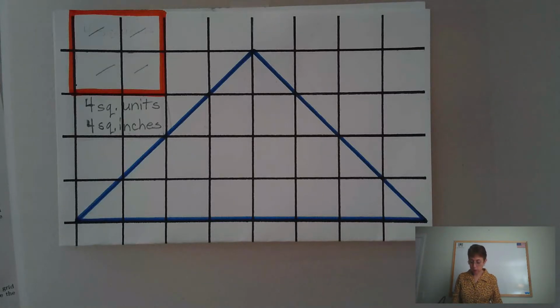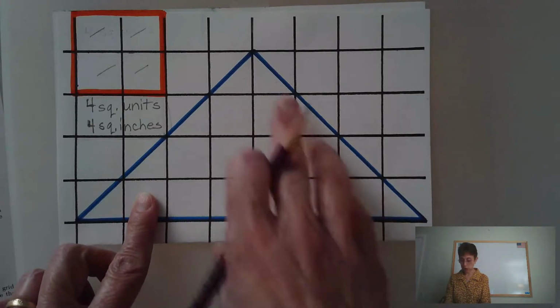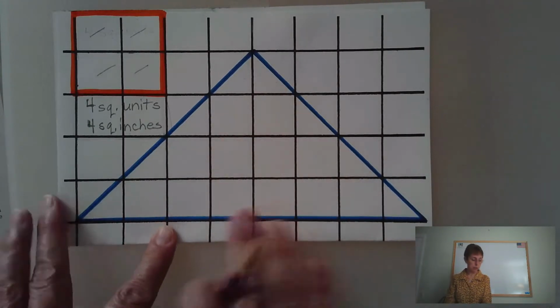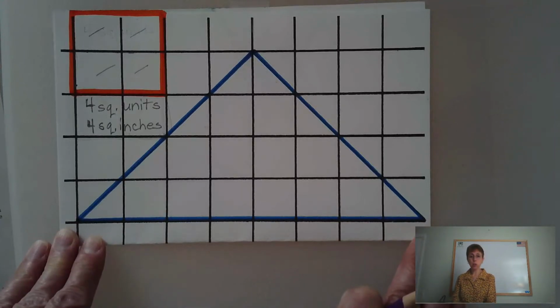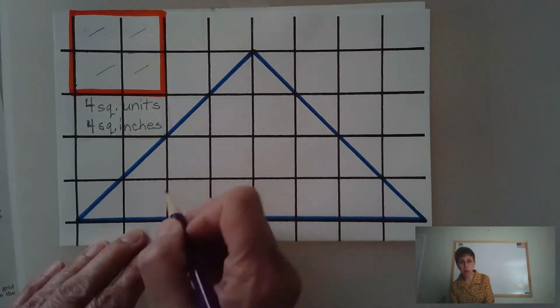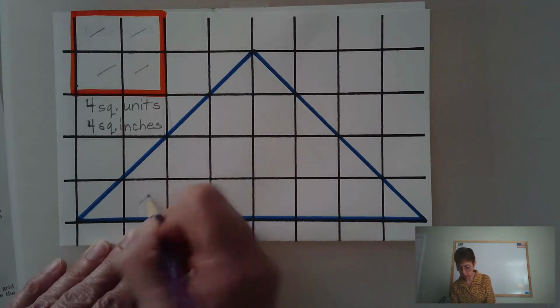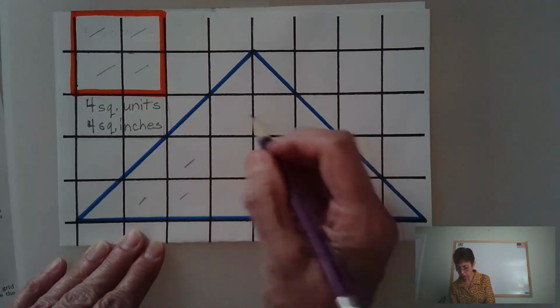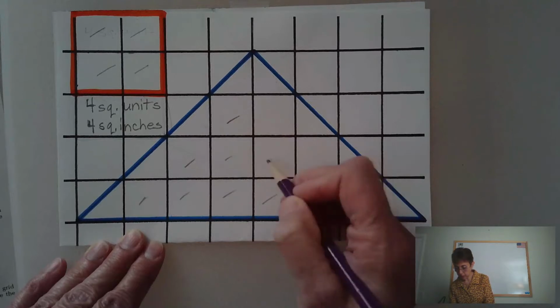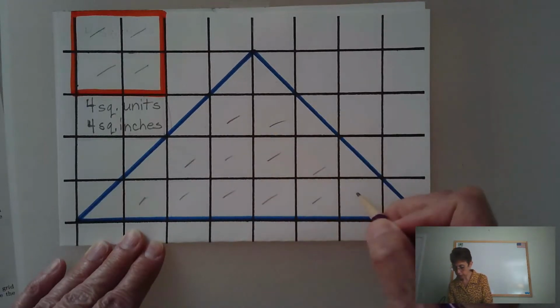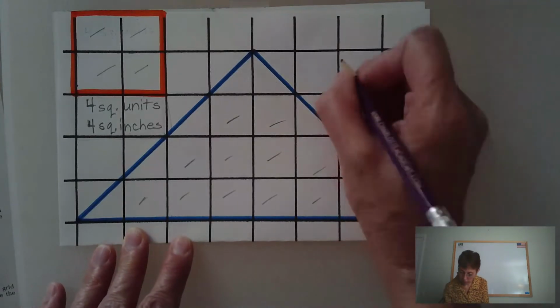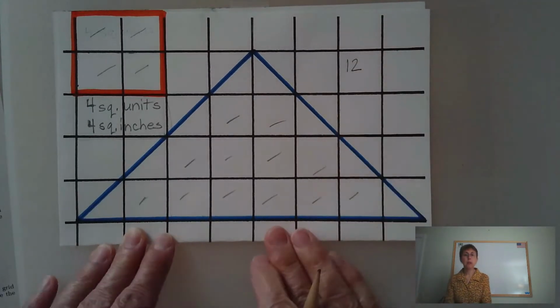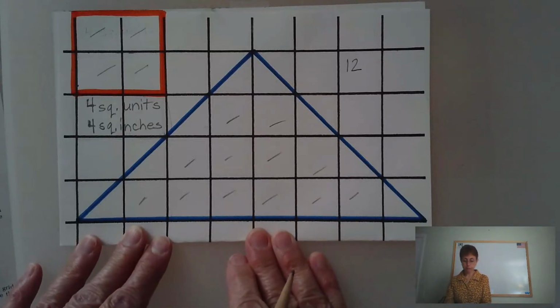The first way to figure out area of something like this, where you don't have all whole squares, is to start by counting up the whole squares that you do have. So we look for all of our whole squares, and we say 1, 2, 3, 4, 5, 6, 7, 8, 9, 10, 11, 12. So there are 12 whole squares. I'm just going to write 12 right over here to remind myself that there are 12 whole squares.